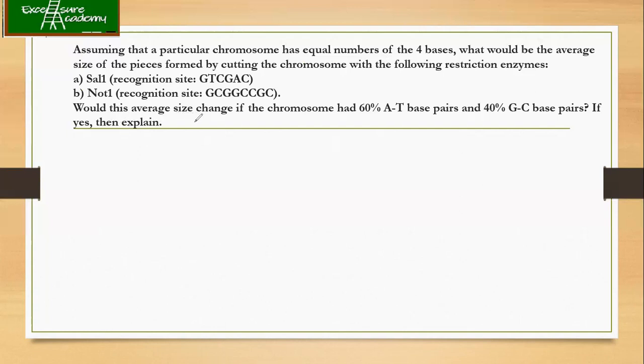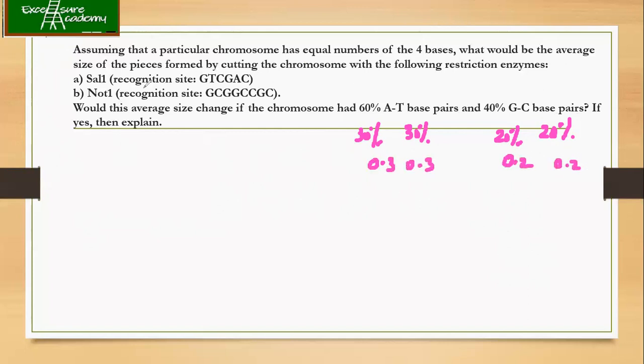Would this average size change if the chromosome had 60% AT base pairs and 40% GC base pairs? If yes, then explain. Of course, when you are changing the percentage of the bases, there will be a change in the size of the pieces. Because initially we assumed A, T, G, C at 25% each. Now, because of this new scenario, A becomes 30%, T becomes 30%, G will be 20%, and C is also 20%. Now this can be written as 0.3 or 0.2.